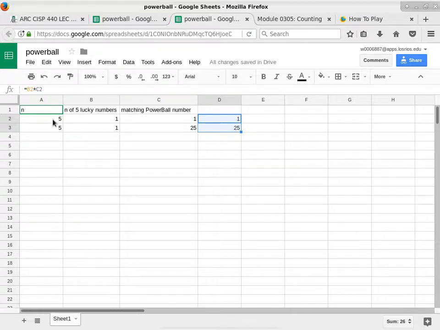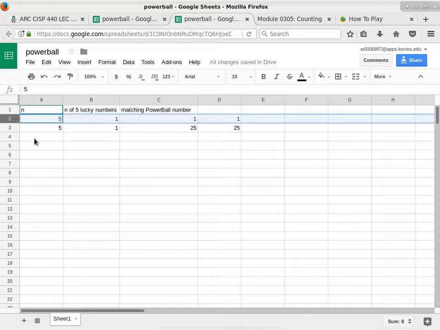In other words, if you want to win the jackpot, there's only one ticket out of all the unique tickets that can win you the jackpot. But if you want the second prize, which is having all the lucky numbers matching, but not the Powerball number matching, there are 25 tickets out of all the unique tickets that can win the second prize. Is that okay? All right.